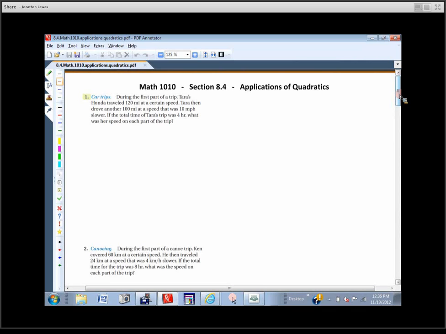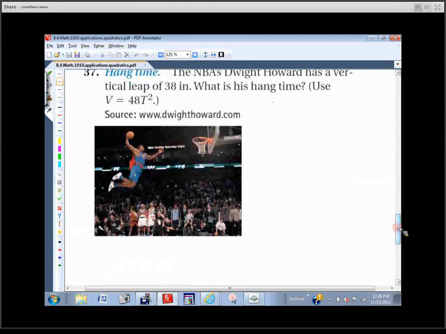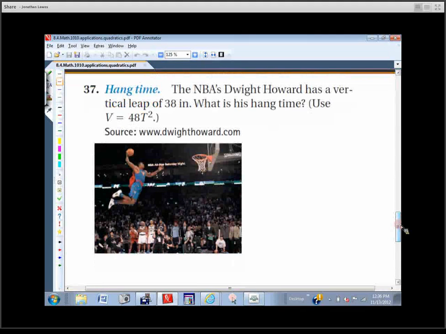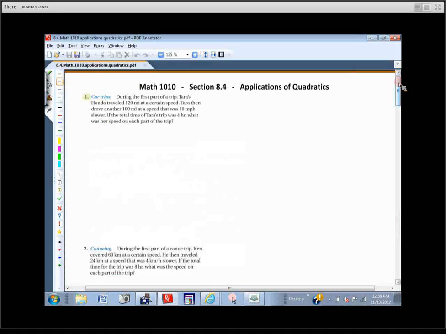Okay, in this section we're going to go over applications of quadratics, which means we're going to be doing story problems. On the front we've got 3 story problems. On the back there are 2, and then I've got one more that I'm going to show you at the end.